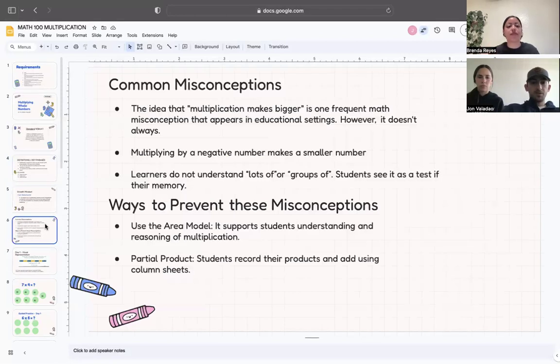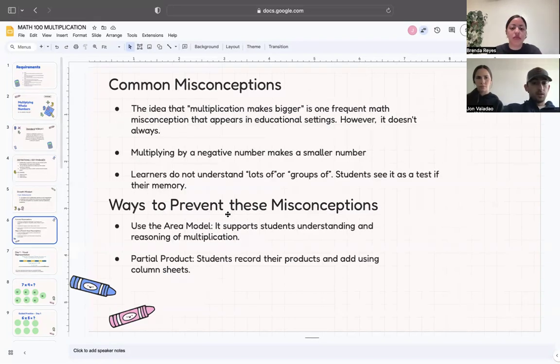And some common misconceptions when it comes to multiplication. The idea that multiplication makes bigger is one frequent math misconception that appears in educational settings. However, it doesn't always. Our second one, multiplying by a negative number makes a smaller number. This isn't always true simply because you can have a number like 2 times -4, and it's going to be equaling -8. It doesn't always mean it's smaller. It technically can get bigger.